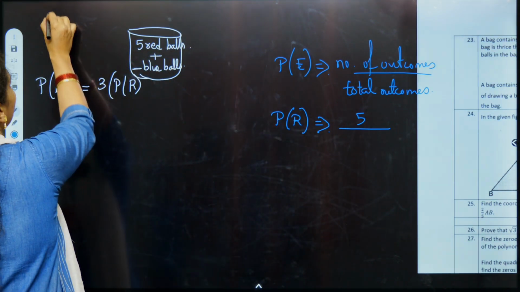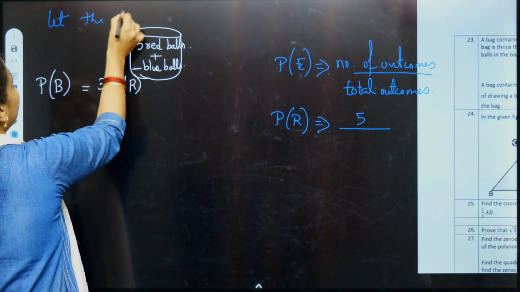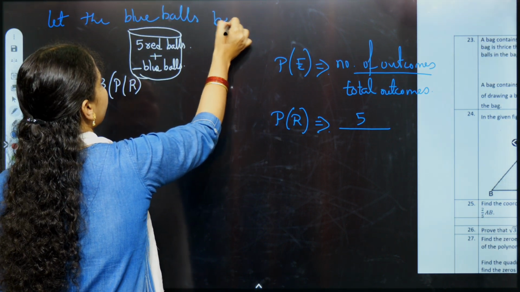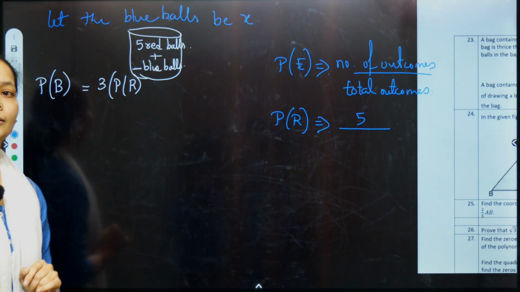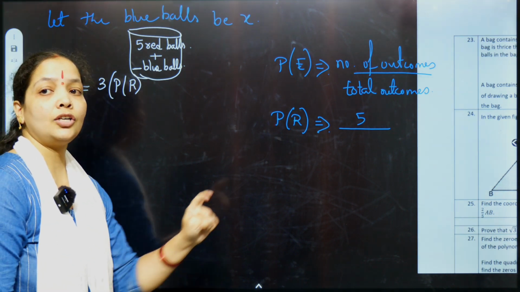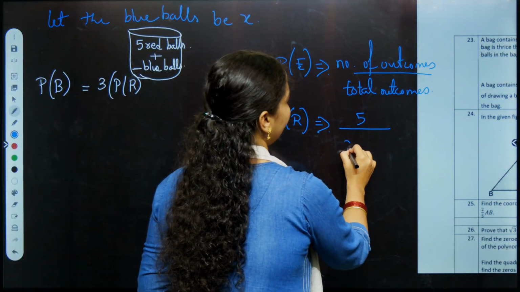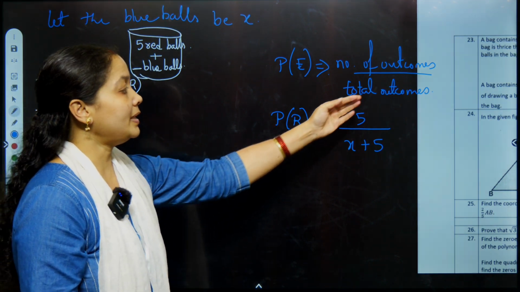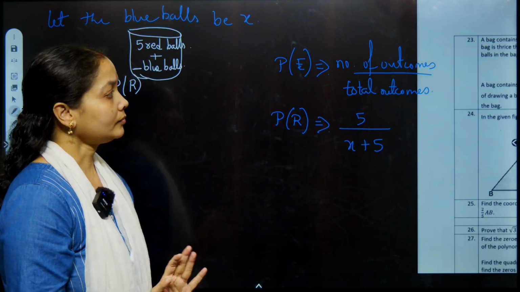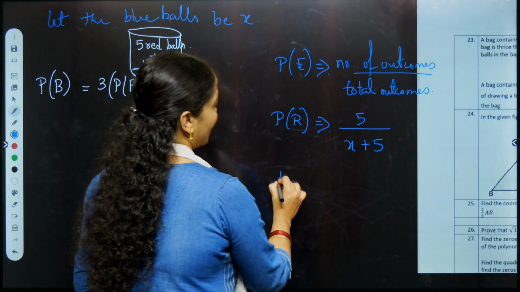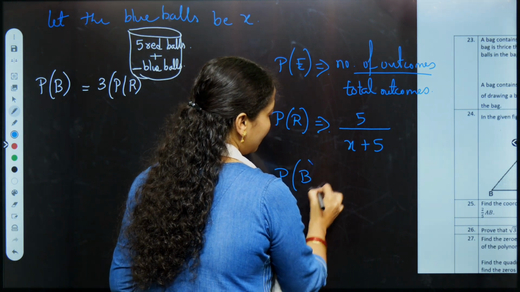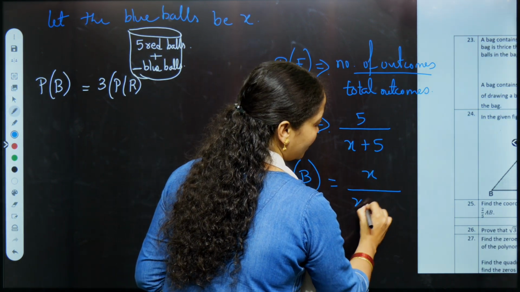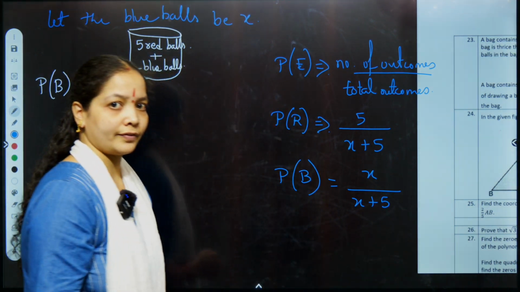Let the number of blue balls be x. If I'm taking the number of blue balls as x, the total number of balls with me will be x plus 5. So probability of getting a red ball will be 5 by x plus 5. In a similar manner, probability of getting a blue ball will be the number of blue balls, that is x, divided by the total number of balls, that is x plus 5.